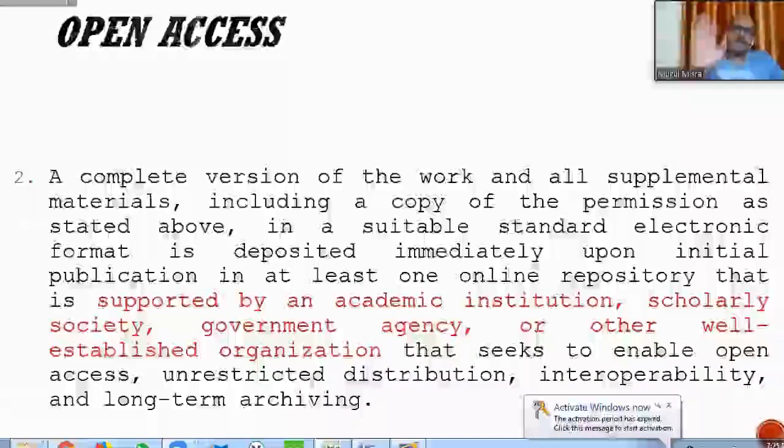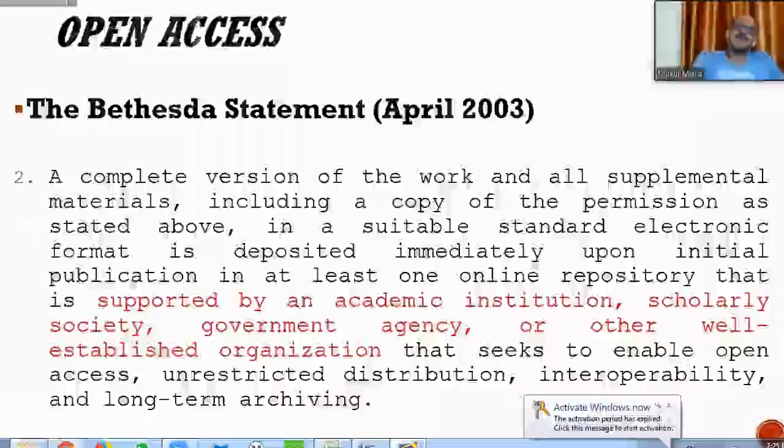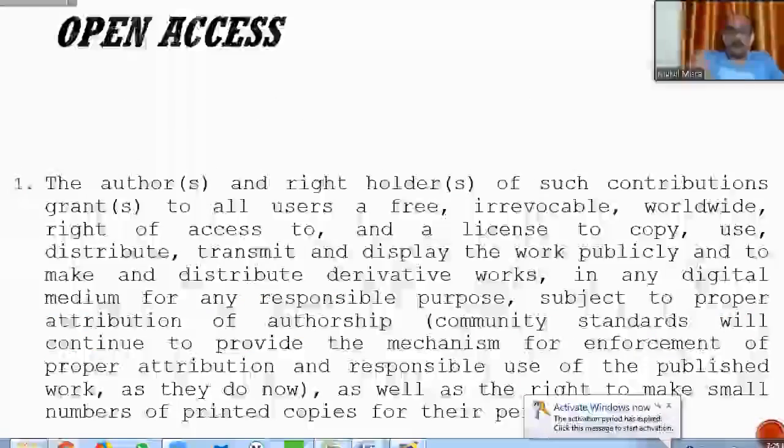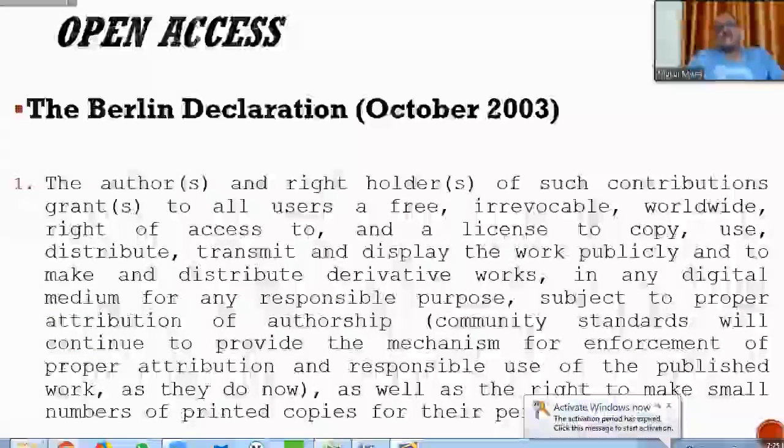So this happened. First was Budapest, then the Bethesda statement in April 2003, and immediately after it, another thing came in October 2003. Things started moving very fast because medical people decided this should be done, but there are other areas of research like humanities, law, management, and other fields. Then another convention was called by the Open Society Institute in Berlin in 2003, and this is the Berlin Declaration.